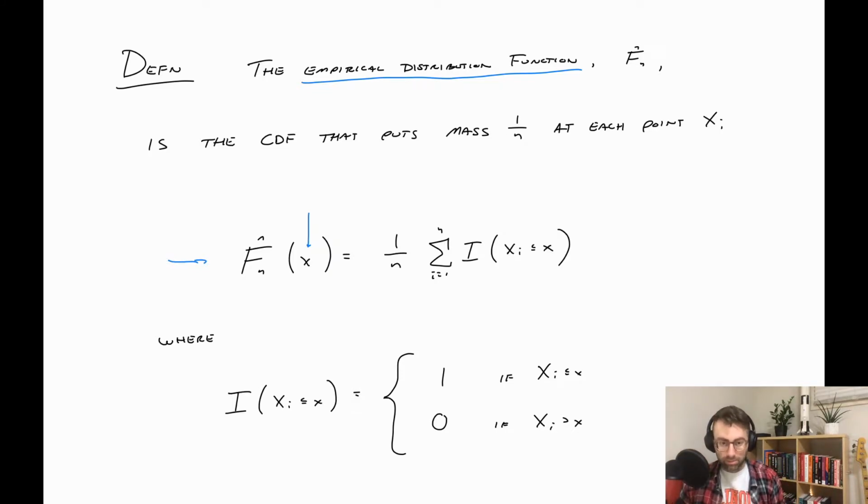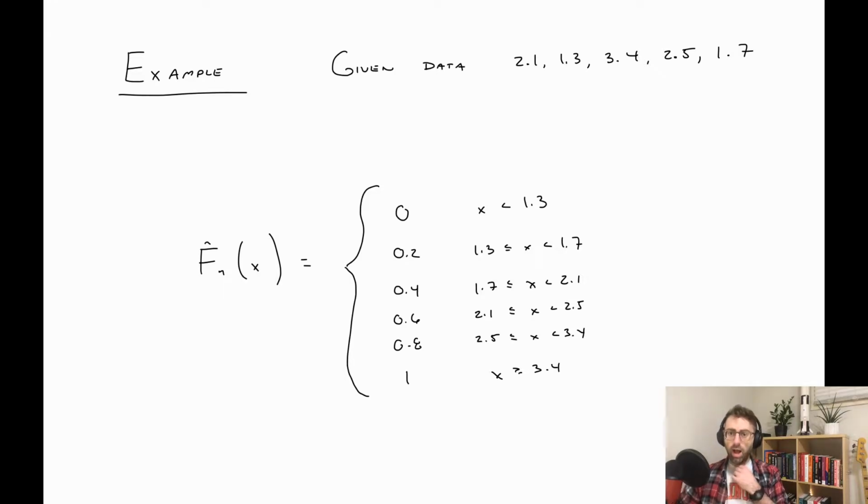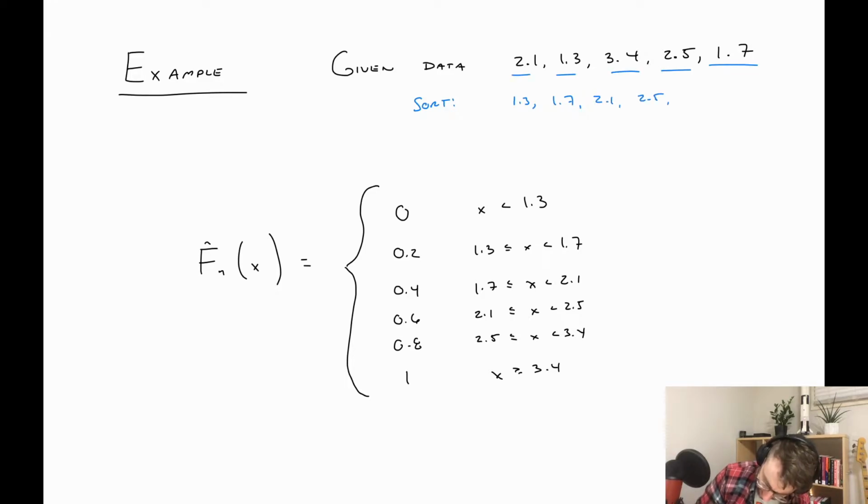So let's look at an example. Here, I made it really easy on myself, and I said, well, we observed 5 data points: 2.1, 1.3, 3.4, 2.5, and 1.7. To calculate the empirical distribution function, which I already did, the first step as a human is you would want to sort the data. So we go 1.3 and then 1.7 and then 2.1, 2.5, and lastly 3.4.